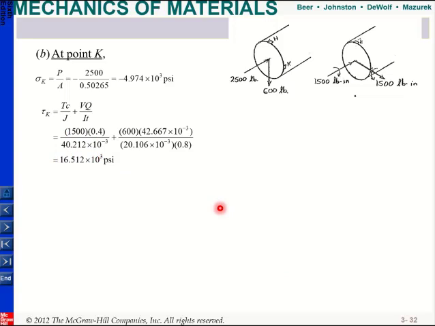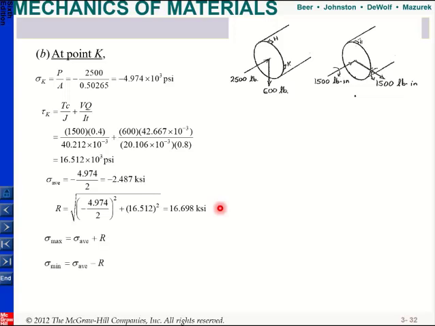Okay, and then you can determine what's your average and what's your R, okay? And then you can write again our equations. And if you do that, these are the results. So you will get that your maximum normal stress is 14.21 ksi, your minimum is minus 19.18 ksi, and then you can also find your maximum shear stress by using this equation, which is also equal to R.